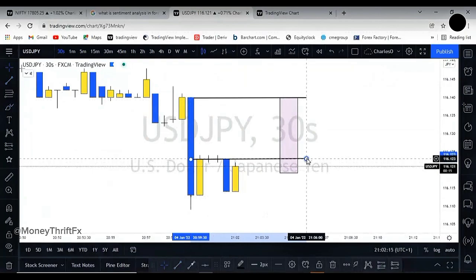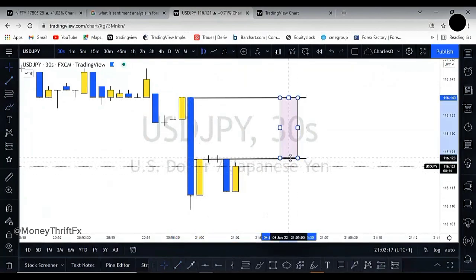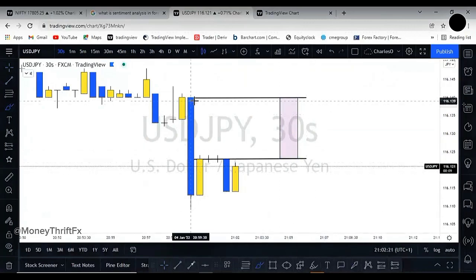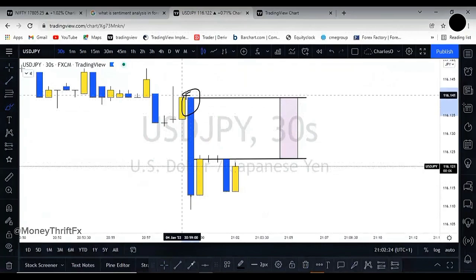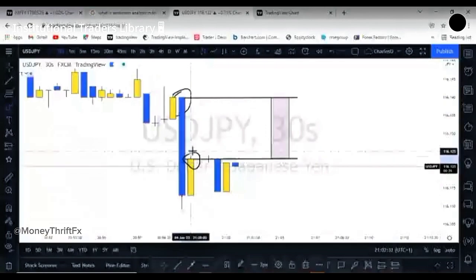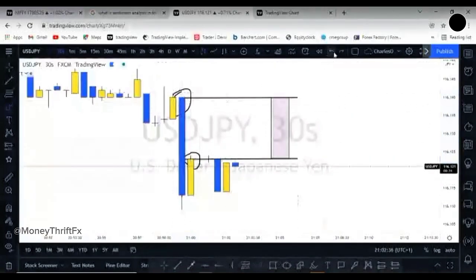So this was where price closed here. On the first 30 seconds, when price started selling, this was where it opened. That means on the 1 minute, that was the open. But on the second 30 seconds, this was where it closed, right? So that means on the 1 minute, this was the entire move of the 1 minute, right?